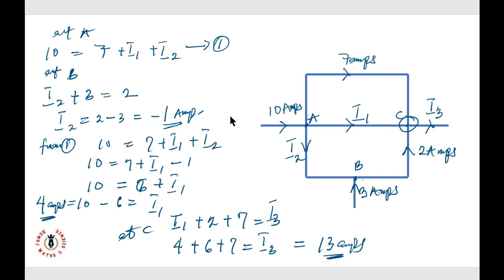With this, I hope you understand how to work with Kirchhoff's current laws. In a subsequent lesson, we'll dig deeper into Kirchhoff's voltage law and we'll see more complicated circuits.